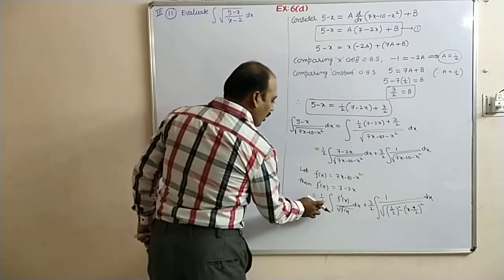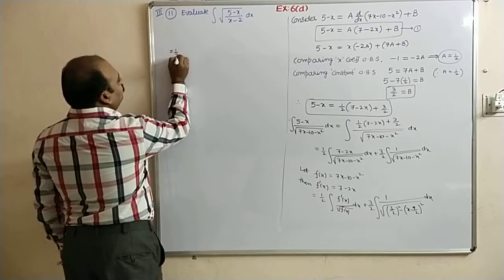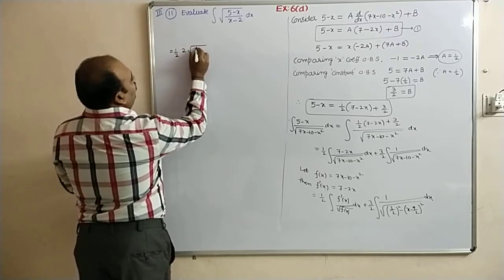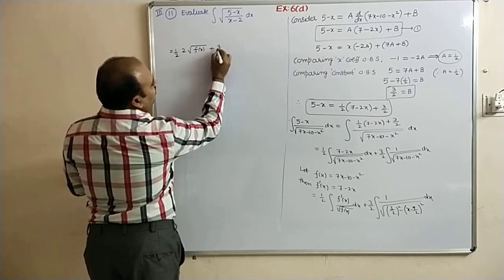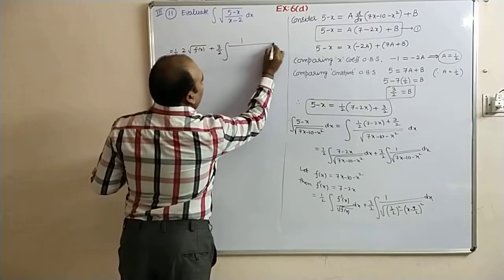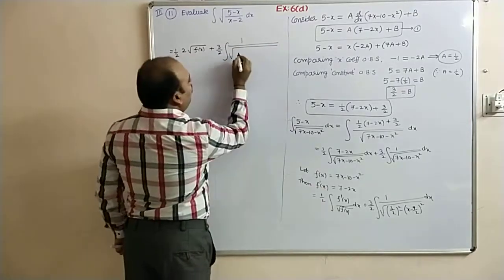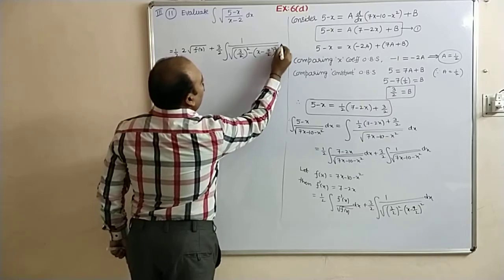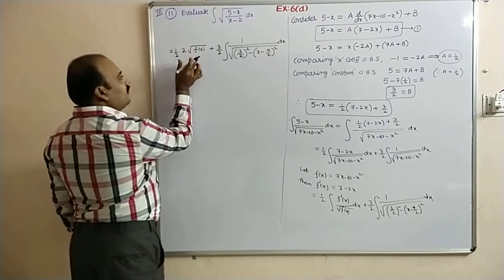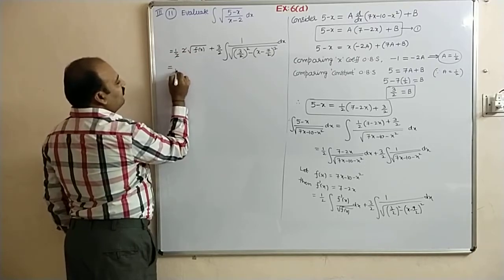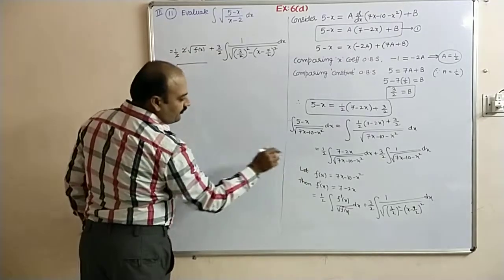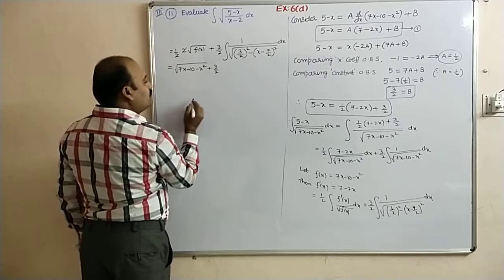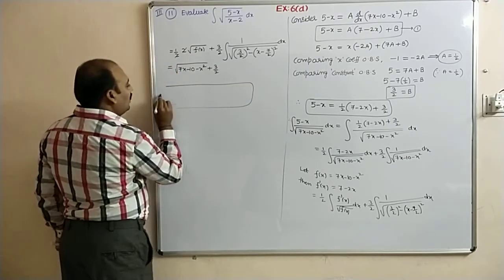The next step, half into, we know that integral of f dash of x by root f of x is 2 root f of x, plus 3 by 2 into integral of 1 by square root of (3/2) whole square minus (x minus 7/2) whole square into dx. Here, in the first term we applied the formula 2 to get root f of x, that means root f of x is what we assumed there, 7x minus 10 minus x square, plus 3 by 2 into, here we are going to apply this formula.